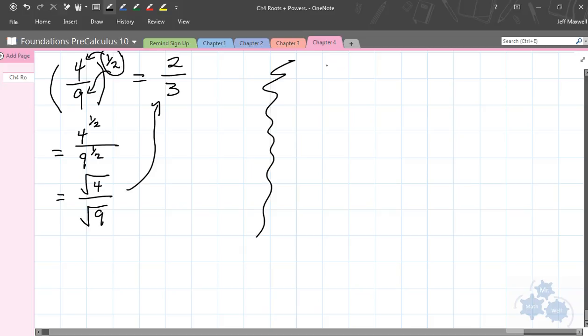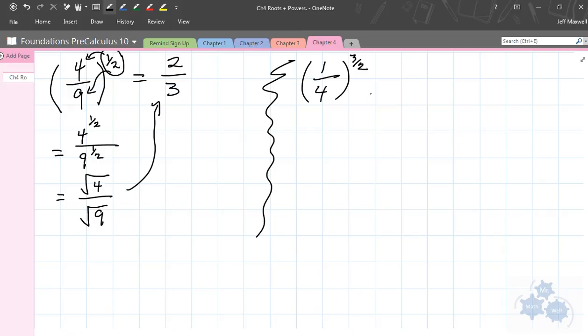One more example I might give you is 1/4 to the power of 3 over 2. Now take a minute and see if you can get that answer without using your calculator. No calculators allowed. In fraction form, I don't need it in decimal, in fraction form. Go ahead, no calculators.